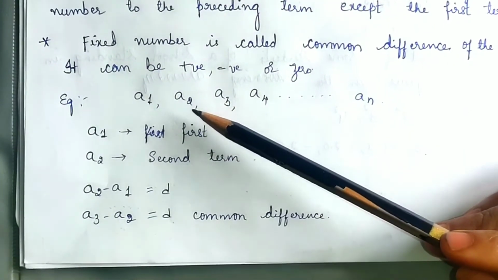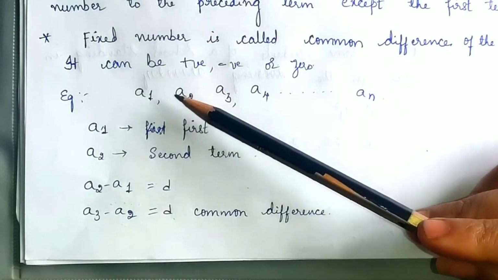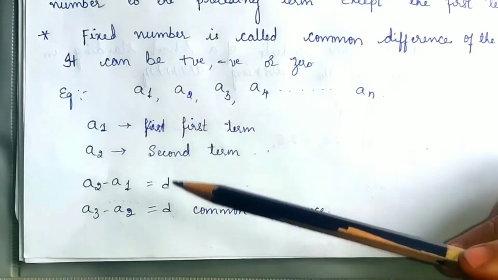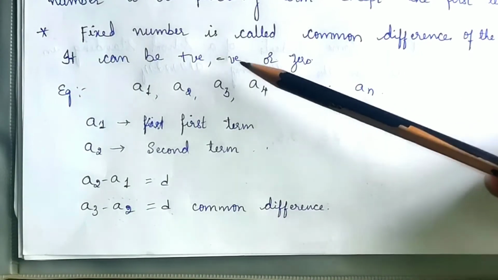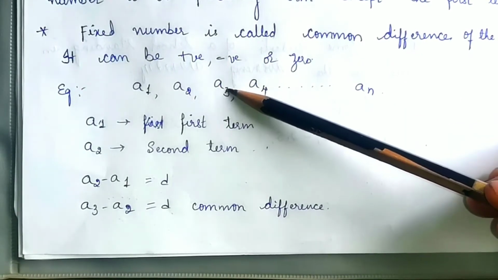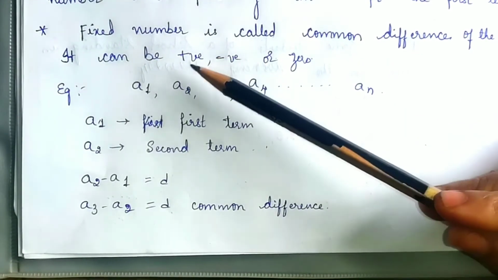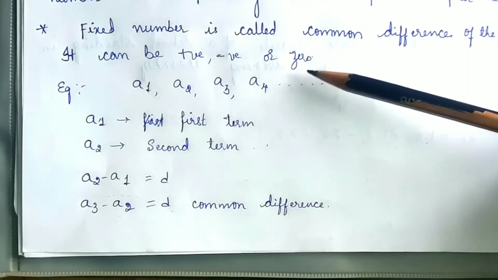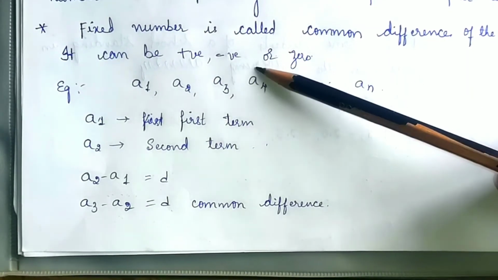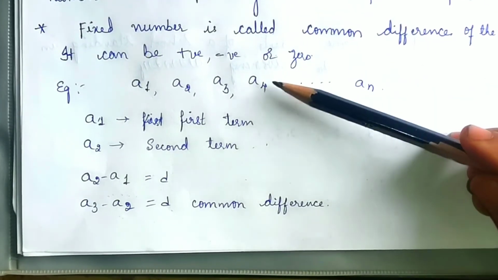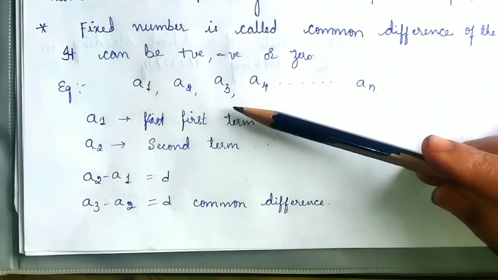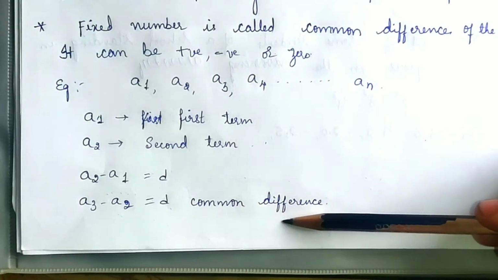Now, if you take the difference of second term minus first term, it will give you the common difference. Or you can take the fourth term minus third term, or third term minus second term, or fifth term minus fourth term. What you have to do? You have to take the next number minus the previous number to get the common difference.